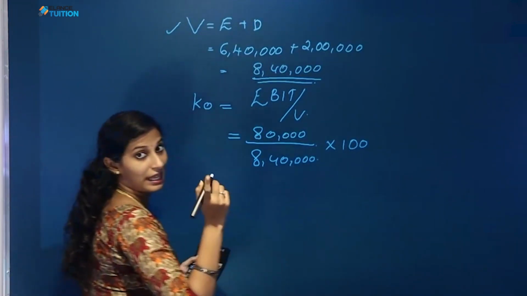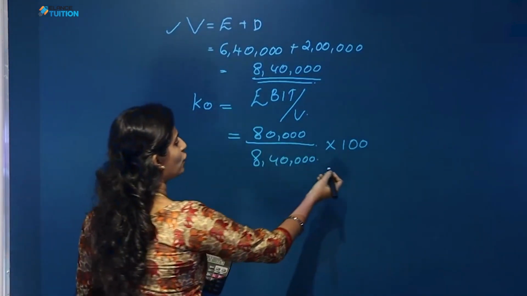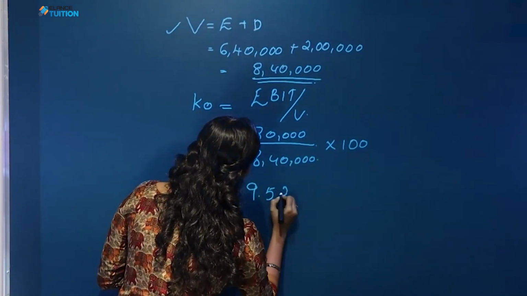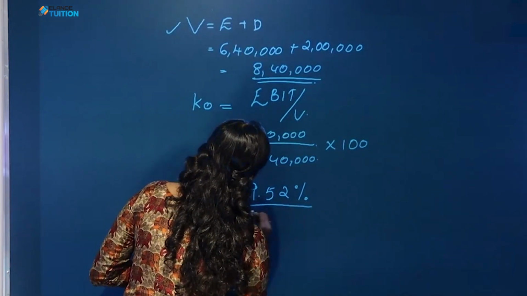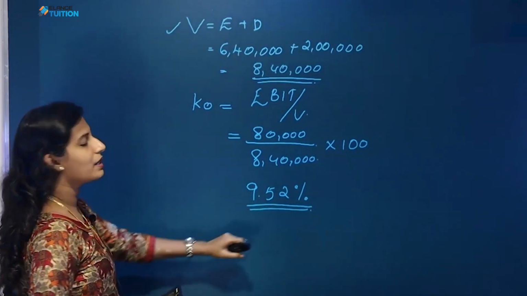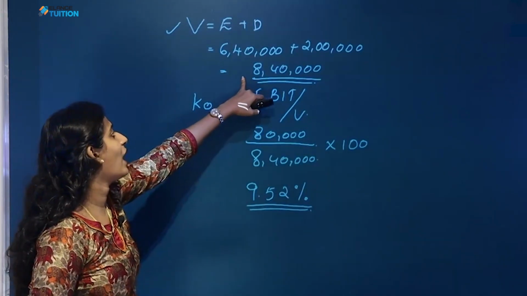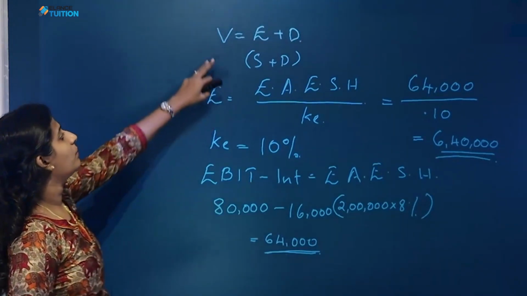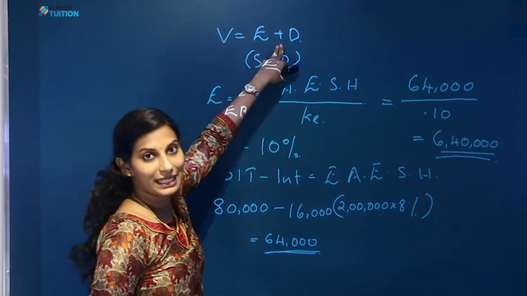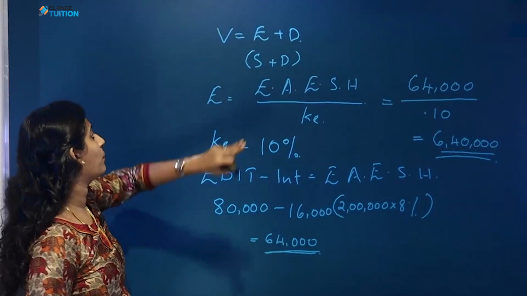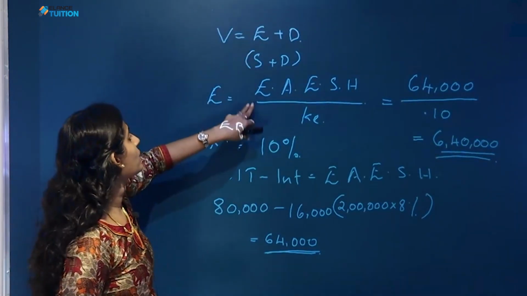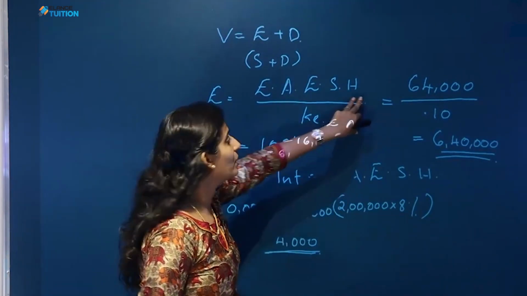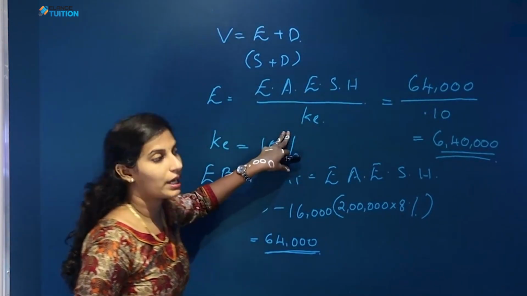Here KO is a rate, cost of capital, it is always a percentage. So we want to multiply with 100 and that is 9.52%. So overall cost of capital is 9.52% and value is 8,40,000. So here the value we are asked to find, the formula is E plus D as per net income approach. So E is not given in this question, so we want to find out E, and formula is earnings available to equity shareholders divided by equity capitalization rate.